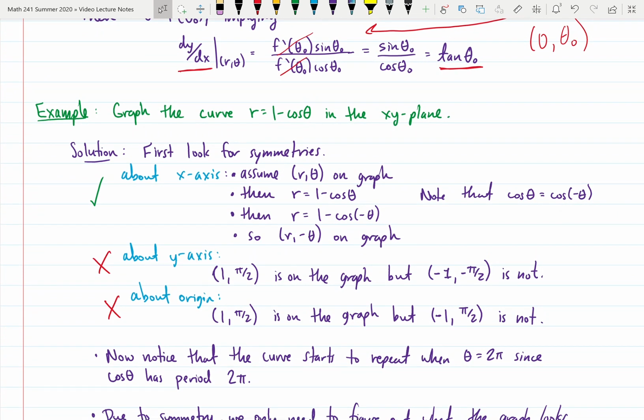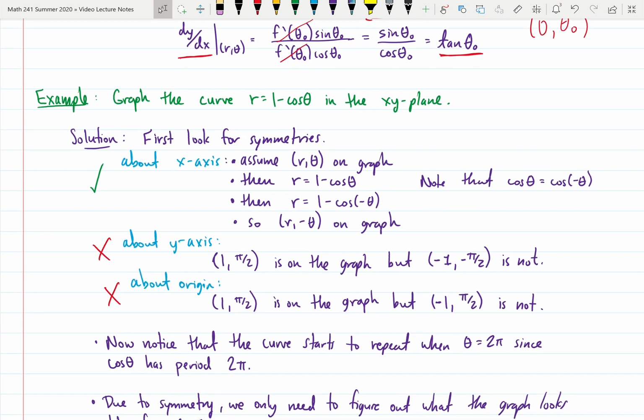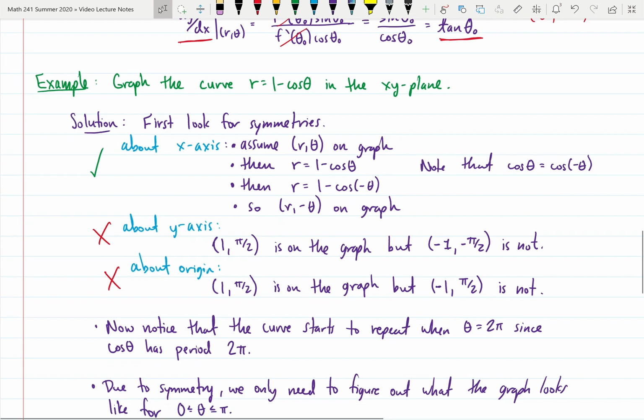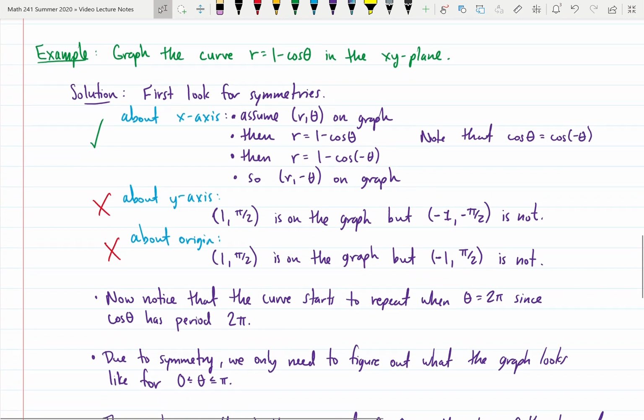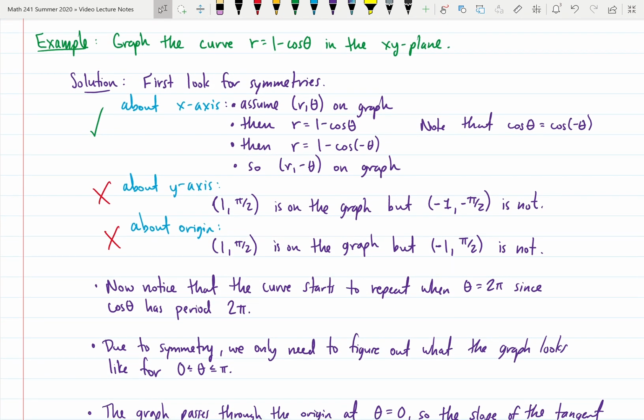So we want to graph the curve r equals 1 minus cosine theta in the xy plane. So this is a polar curve. We're given a function in terms of theta that outputs a radius r. So in the solution, it's probably best to look for symmetries first. Make sure that we can cut down on work as much as possible. So first, let's look for symmetry about the x-axis. And here's where you can start getting the idea of how the proofs might work for these symmetries.